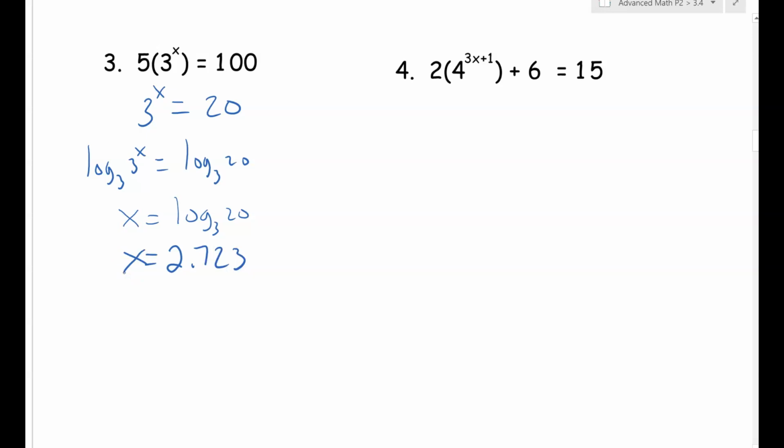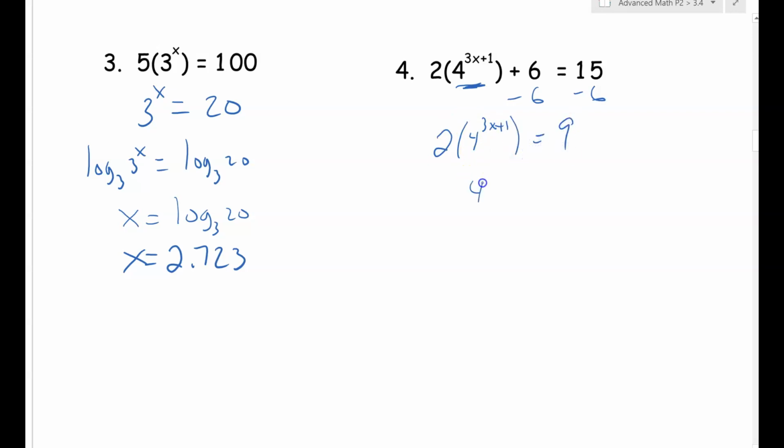So for number 4, maybe you want to pause this one and try it on your own. Remember, we got to get this by itself before we take the logarithm of both sides. So why don't you pause it and try this one. All right, so let's try this. So the first thing we would do is subtract 6, right? I'm going to actually show some of the steps here. So then this will be 2 times 4 to the 3x plus 1 equals 9.